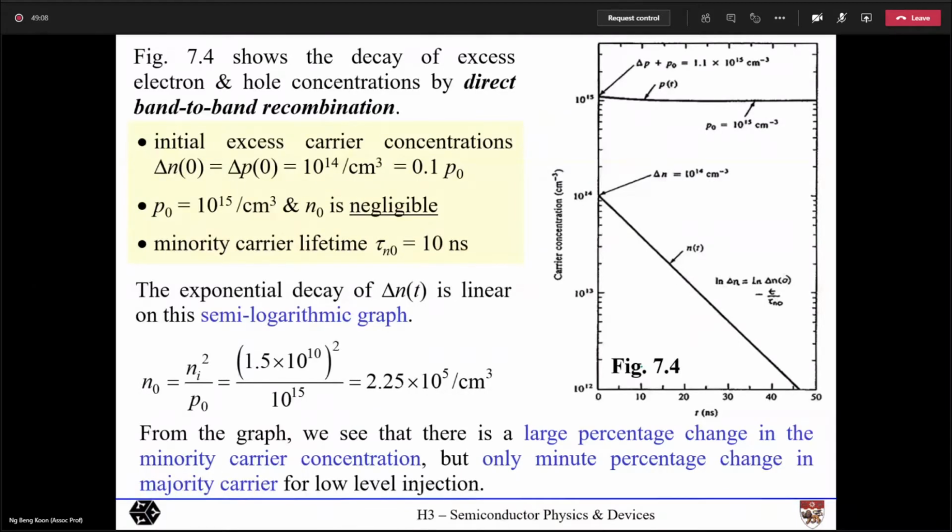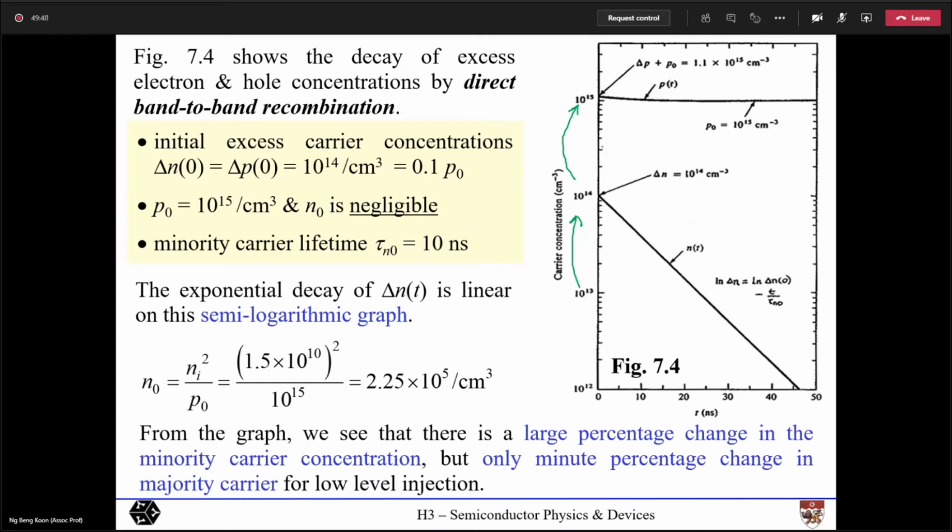And if you draw a diagram to see how the concentration varies with time, this is what you get. Notice that in this case, the vertical axis is not a linear scale. It's on a log scale, where the values increase from one major division to the next by a factor of 10. From here to here, for example, it increases by a factor of 10. This is another factor of 10.